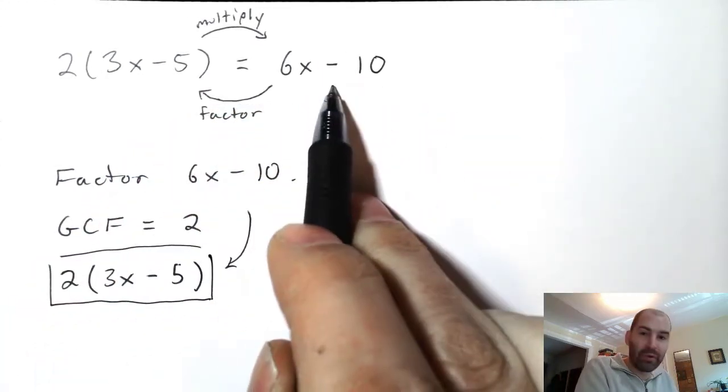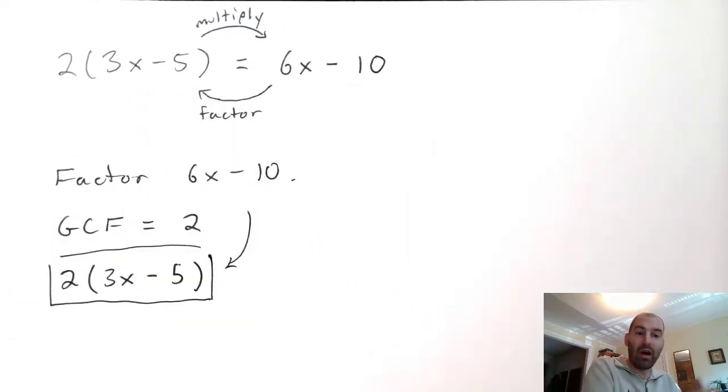Notice that we have gone from the right to the left in what we started with. We undid that multiplication.